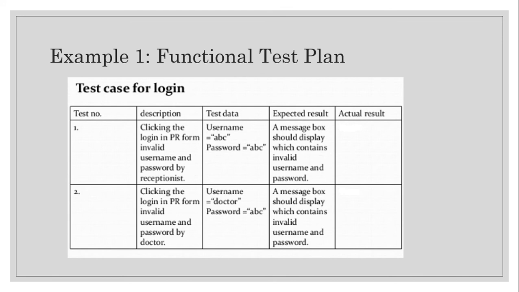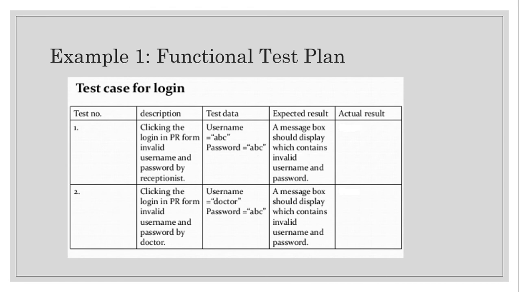For example, you say you want to do a functional test, so you need to list out the test cases. For example, I have a login, and I want to test this function when my system is ready. Okay, my system is complete. So test number 1, the description: clicking the login from the form, invalid username and password by receptionist. For login, there are two conditions. If they give an invalid password, what should happen? If they give a valid password or username, what should happen?